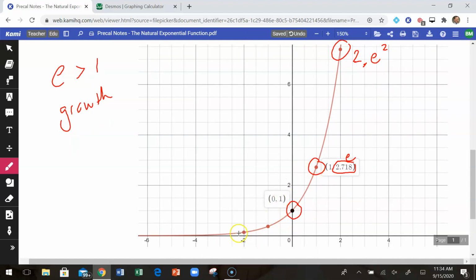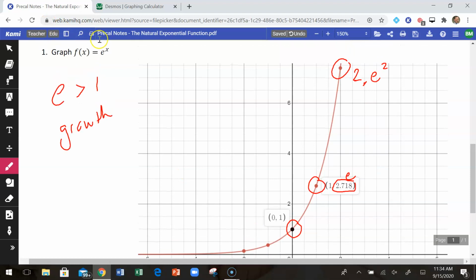So I didn't necessarily want you to think about how you would evaluate that with e, but it's the same as anything else. You would use a calculator. You could plug in those things for x, and you get those values for their y's. But I just want you to see that e to the x is exponential growth, and this is what we call the natural exponential function.